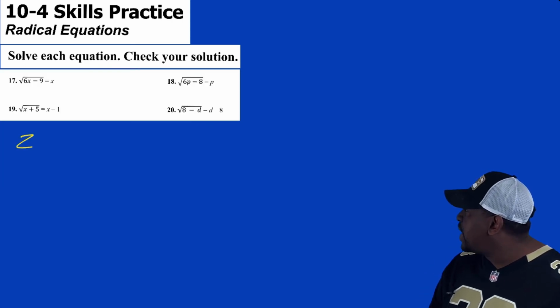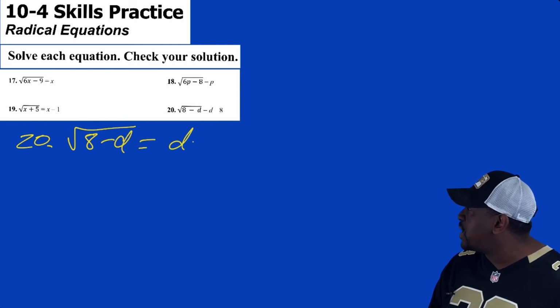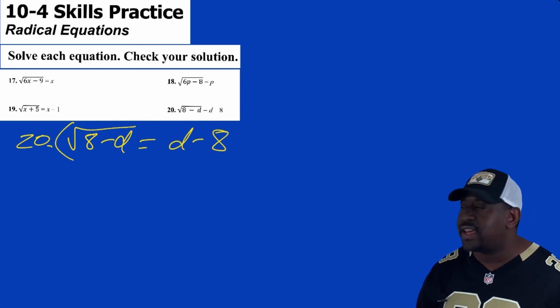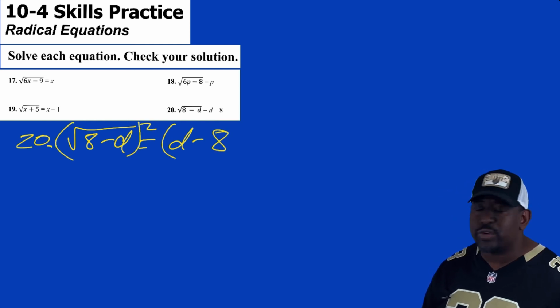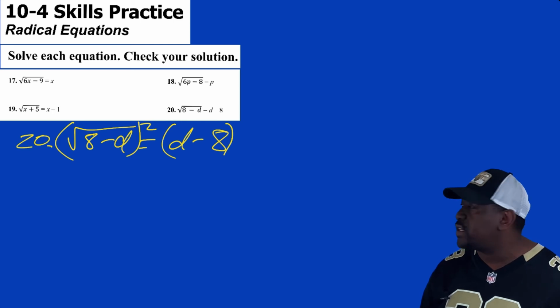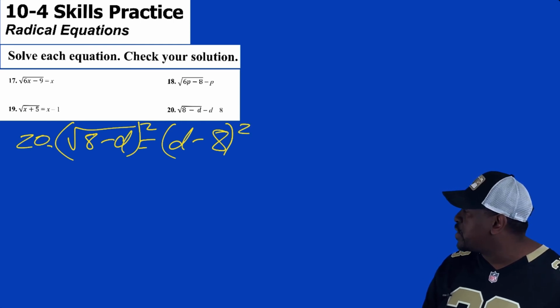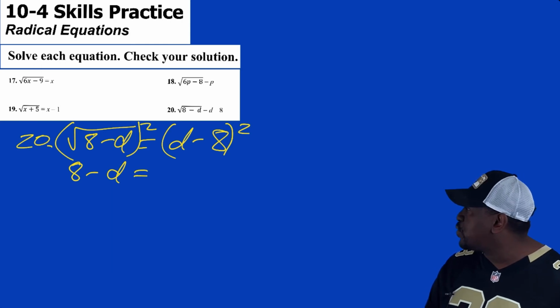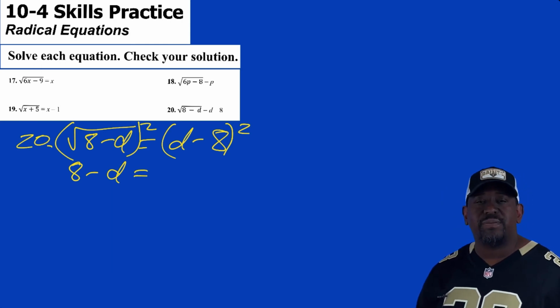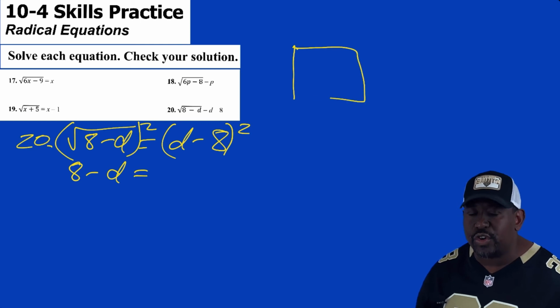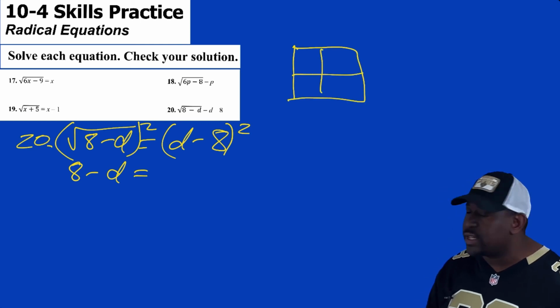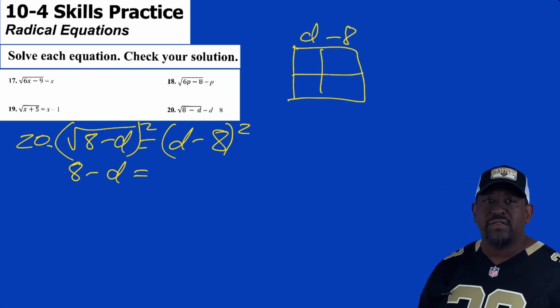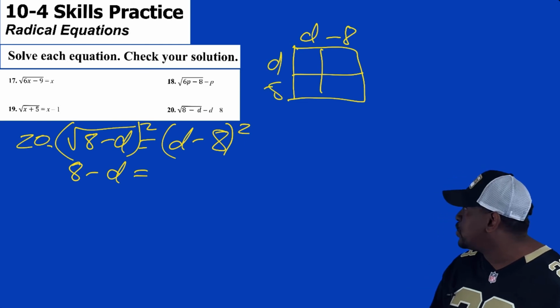So now we have another group. We're going to do one more example here. We're doing the square root of 8 minus d equals d minus 8. Again, we have to get rid of the radical by squaring both sides of the equal sign. When you square the square root of 8 minus d, you're left with 8 minus d. When you square d minus 8, that's binomials being multiplied. So normally you would use the box method to get the product of those two binomials. So that's what we're doing here.